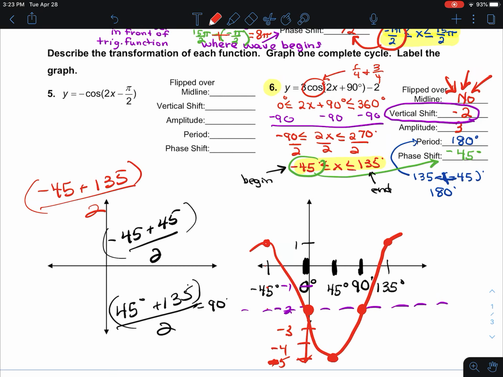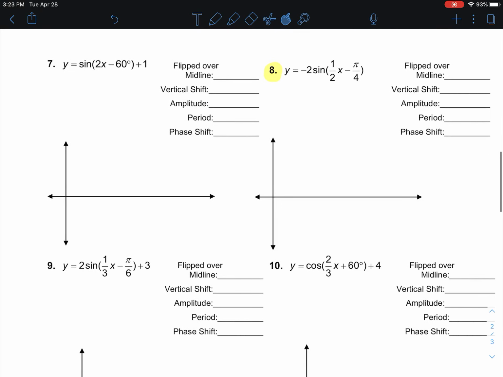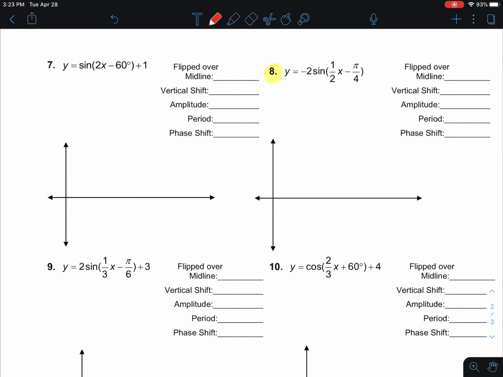Okay, I'm going to get you started with number 8 because that's a radian problem. Might not get all the way through this, but we'll get started with this. Flipped, this one we're saying yes. Ooh, vertical shift. I'm going to say 0 there, okay? That means the midline is going to be right there on the x-axis because there's not a number being added or subtracted on the end. And the amplitude, notice I'm saying, is a 2, despite the fact that that was negative.